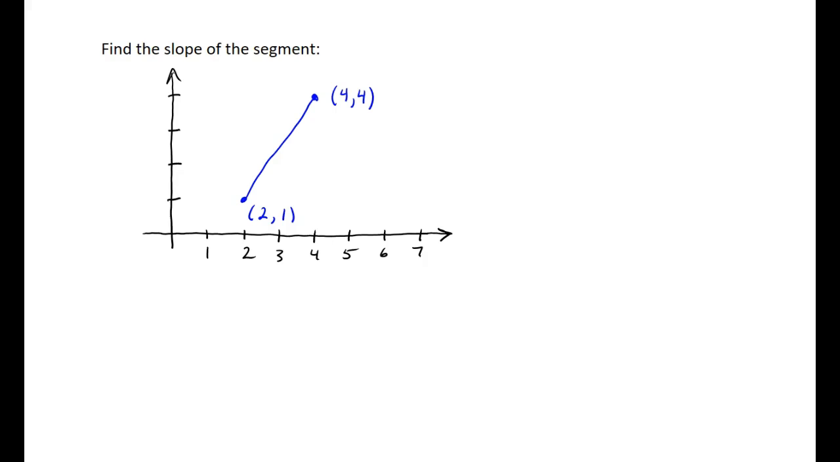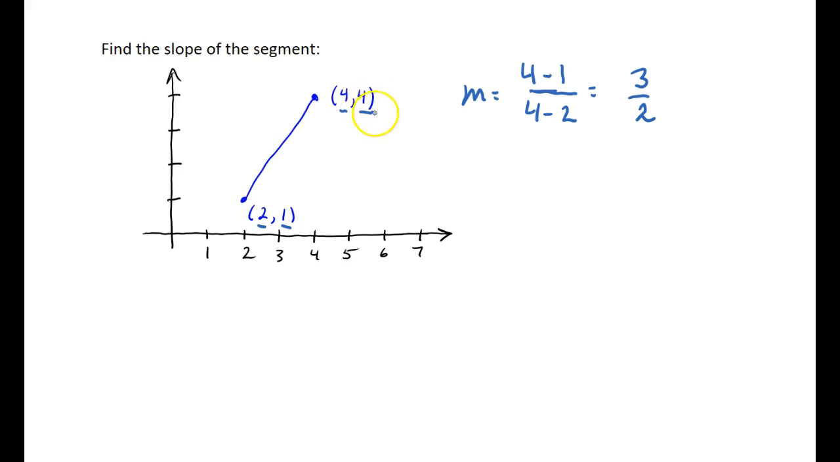So let's find the slope of this segment. All right, so here's my x1, y1, and x2, y2. And so my slope, and we usually use the letter m, don't ask me why, but most books will use m for slope. And I'm going to go 4 minus 1, that's y2 minus y1, over 4 minus 2, that's x2 minus x1. And that gives me 3 over 2.